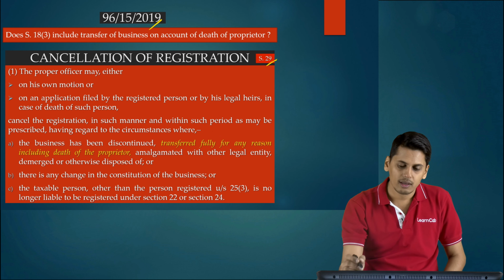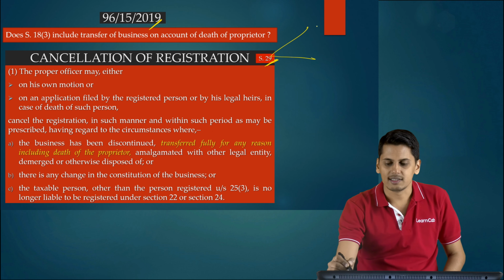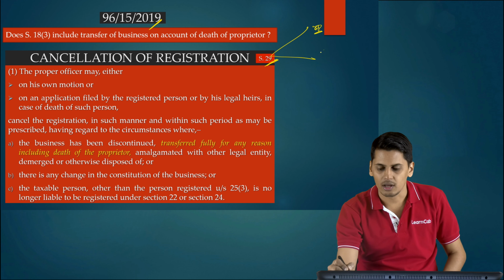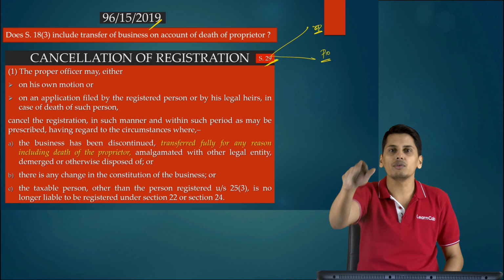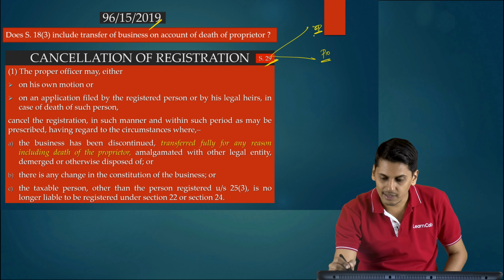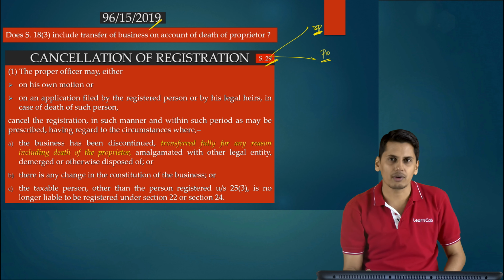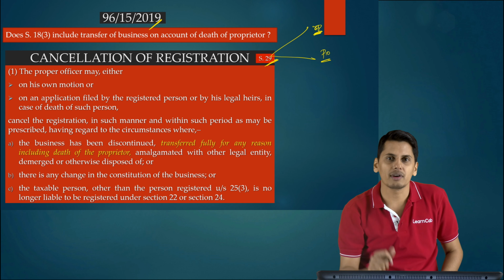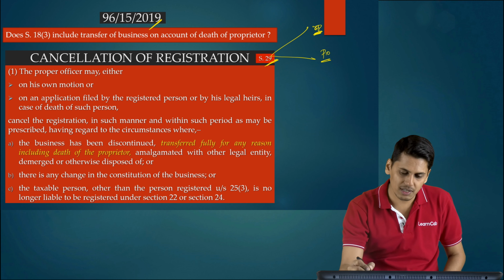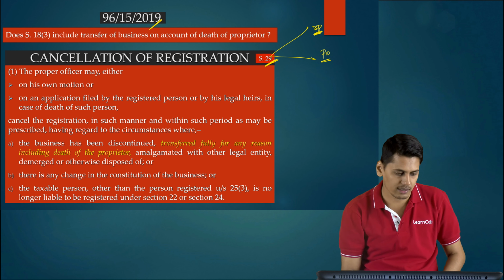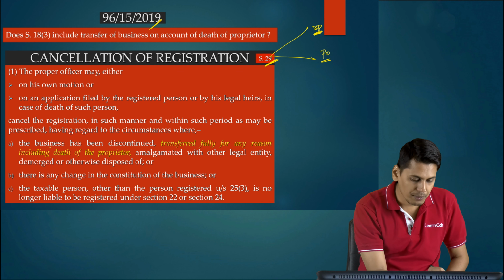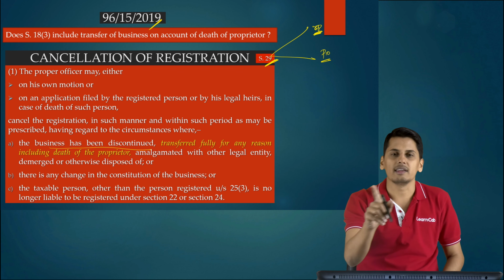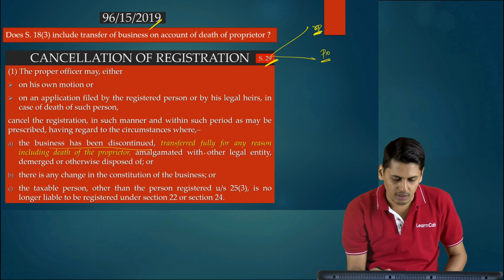It tells you, friends, as regards cancellation, either the registered person himself can apply for cancellation or the proper officer suo moto will initiate the cancellation. Now, when the registered person himself wants to apply for cancellation, what are the grounds? The grounds mentioned in section 29 say where the business has been discontinued. So, if the business is discontinued, the registered person can apply for cancellation.